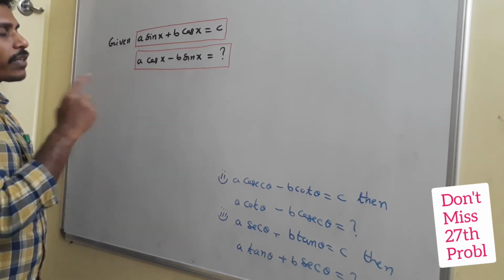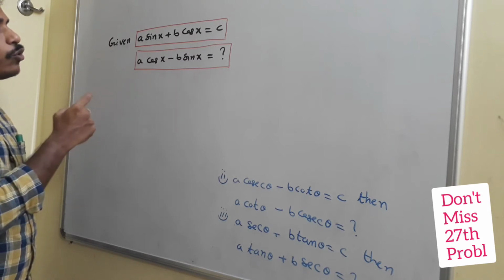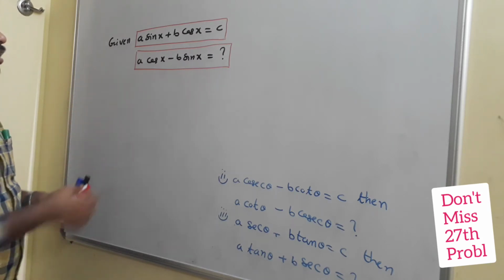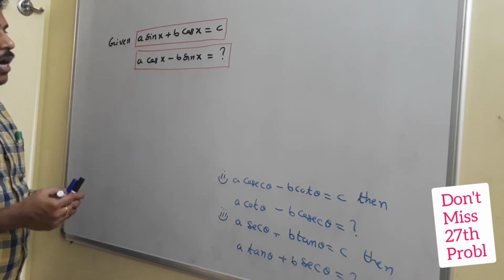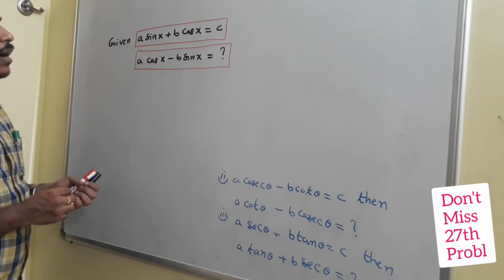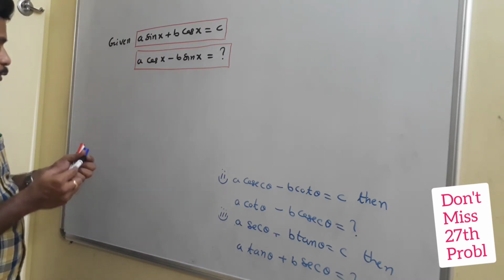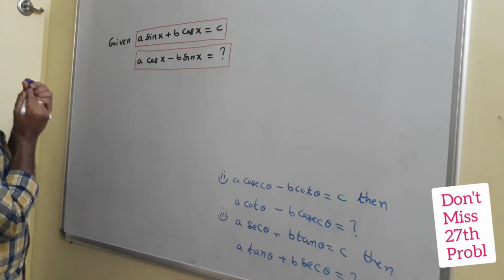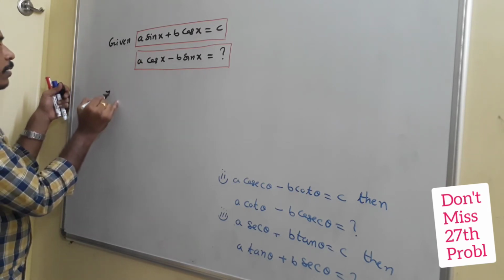So for that, the first idea is I have to do squaring on both sides. These two things I have, and the next step I need to do squaring on both sides. What will happen if I do squaring on both sides? Have a look at this. This is the given task.